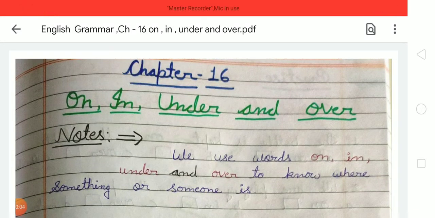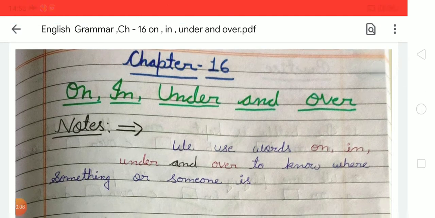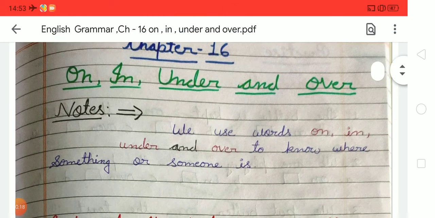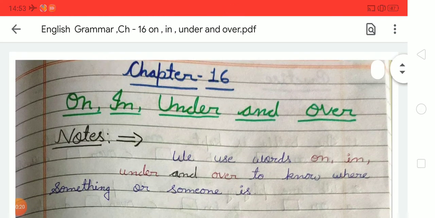This is your subject teacher of English, and today we're going to explain how to write this exercise of chapter 16 in your notebook. So, students, first of all, take out your homework copy and mention chapter 16 and the chapter name. The chapter name is On, In, Under, and Over.